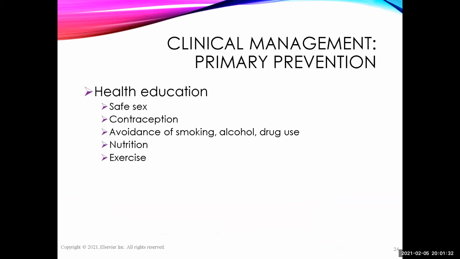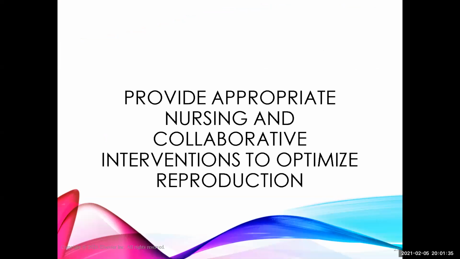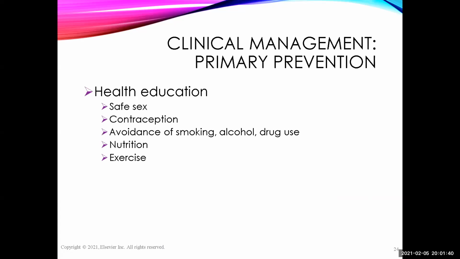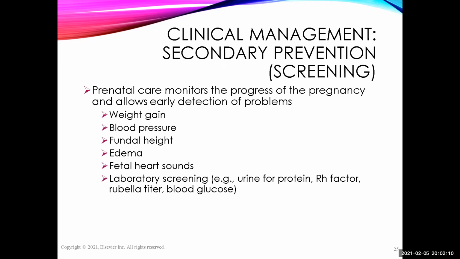So now we get into some nursing stuff, right? What are appropriate nursing and collaborative interventions to optimize reproduction? Obviously, education, teaching about safe sex, what are different contraception methods, obviously avoidance of smoking, alcohol, any kind of drug use, and understanding nutrition. Are they already diabetic or are they overweight? They have a high BMI to start. These are all things that you want to talk to the person ahead of time.